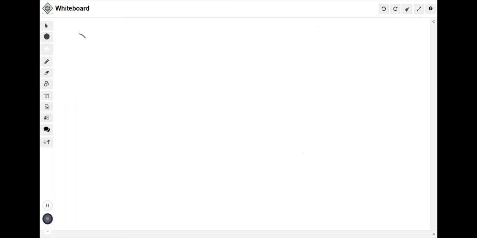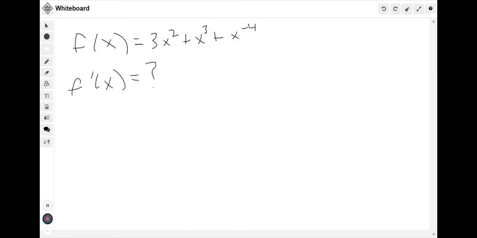Okay, let's look at one more example. What if we had a function with more than just one term? Let's say we had 3x squared plus x cubed plus x to the negative 4. How would we find the derivative of this? We're going to use the power rule, and all we have to do is find the derivative of each term and add them up. So we go term by term, take the derivative of each one, and add them all up.